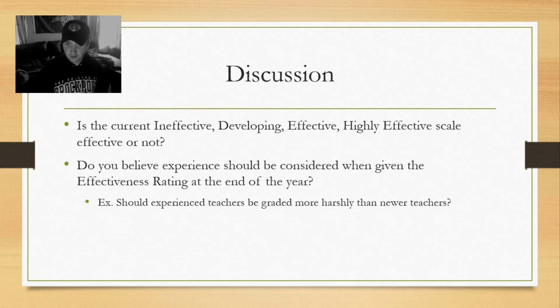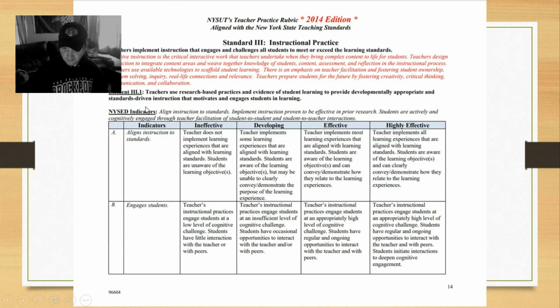All right. So I threw a couple discussion questions in here. Is the current scale, the ineffective, developing, effective and highly effective scale, effective or not? So that kind of goes back to the point I've said multiple times, where, is this a good way to grade people in their jobs? Yeah, I pretty much went in depth on that. This line is so thin. There's no way you can actually tell what the most versus all, or then some versus most. Where's the differential between that? I don't know.